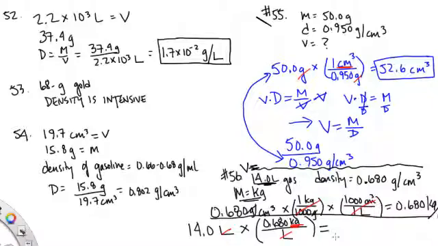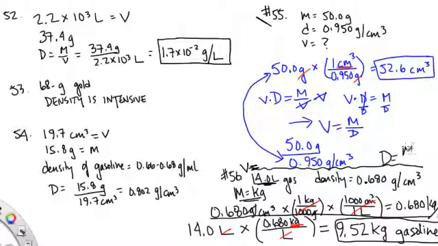So I take 14 times 0.680 and I get 9.52 kilograms of gasoline. Okay? So again, we're using the density equals mass divided by volume equation here. I could have simply solved for mass, and mass is density times volume, and I could have just plugged those variables in. All right, I would have ended up with the same answer.